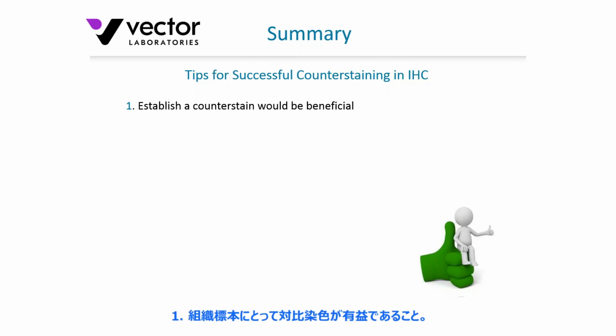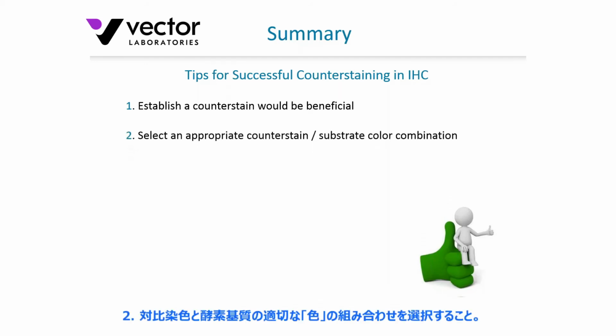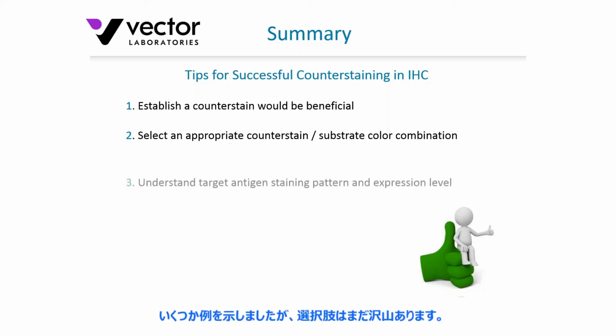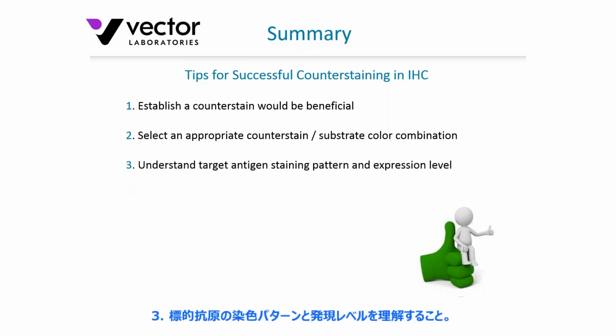So a quick summary here of some of the key points that hopefully will help you get some successful counterstaining. Number 1, establish that a counterstain would be beneficial in your given specimen. Secondly, select an appropriate counterstain and substrate color combination. We did show you some. There are many others you can choose from. Understand the target antigen staining pattern and expression level. If you're looking at a very weak nuclear antigen, obviously you're not going to drown it in the counterstain. You need to get that nice balance and visual acuity.